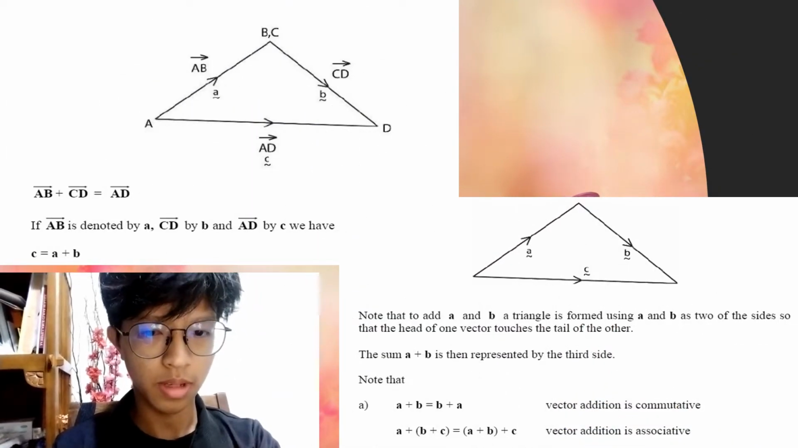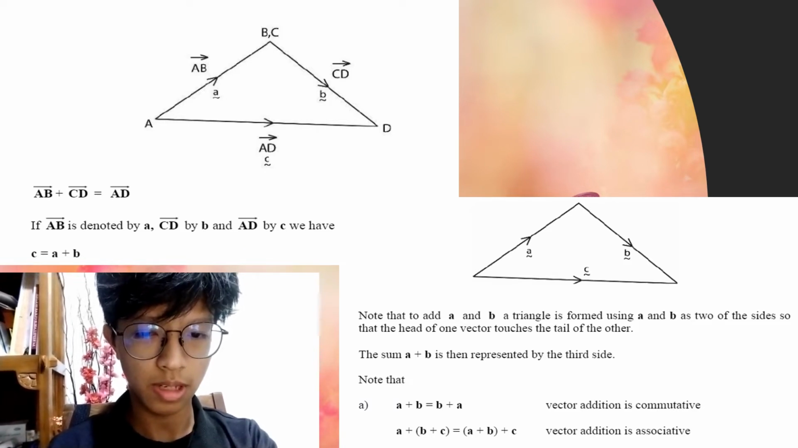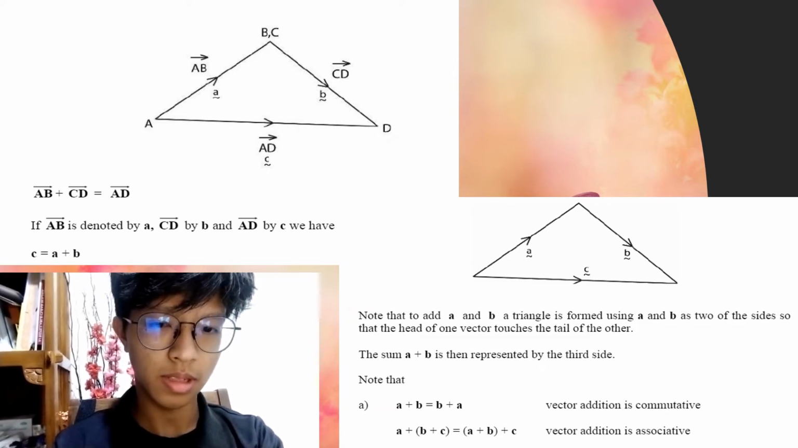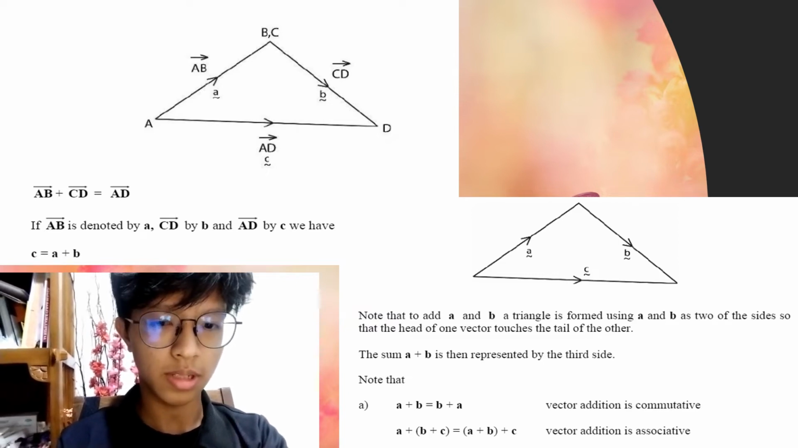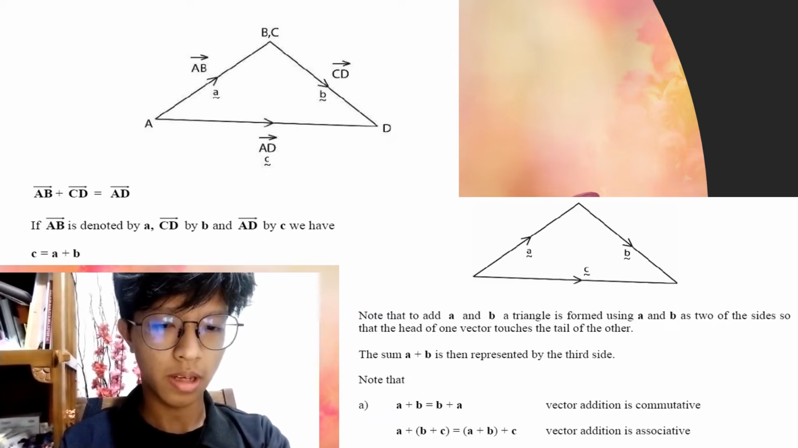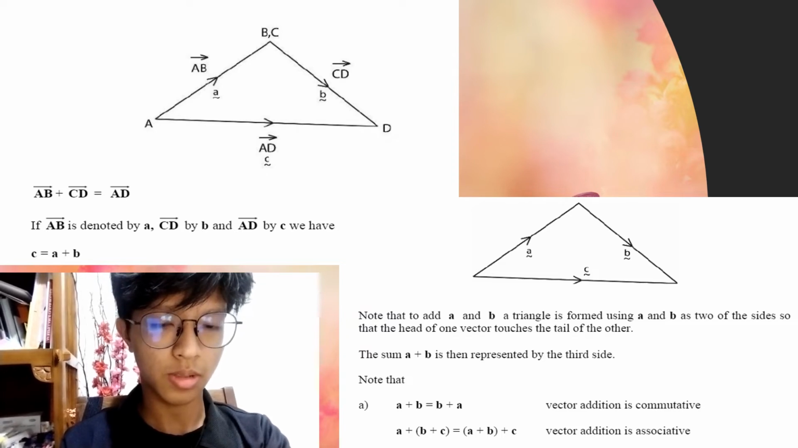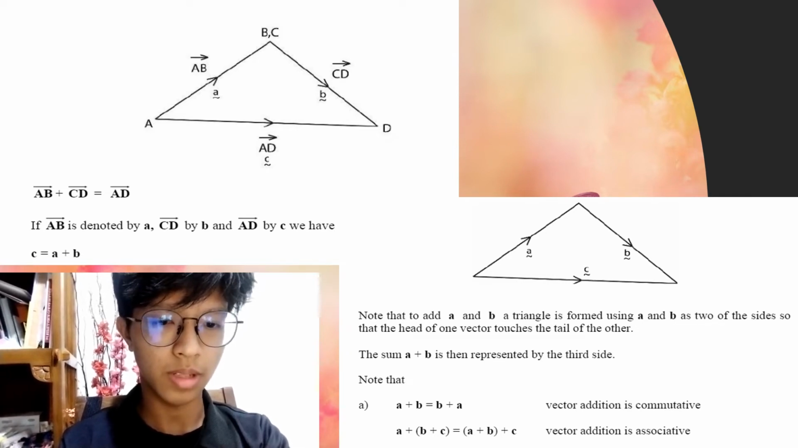Here is the example AB plus CD. If AB is denoted a, CD by b and AD by c, we have c equals a plus b. Another example: note that a and b form a triangle using a and b as two sides, so that the head of one vector touches the tail of the other. The sum is represented by the third side.